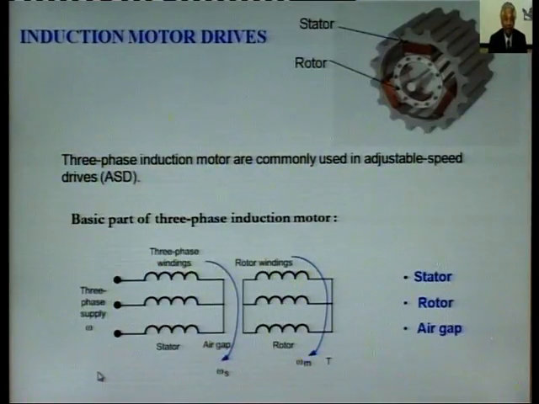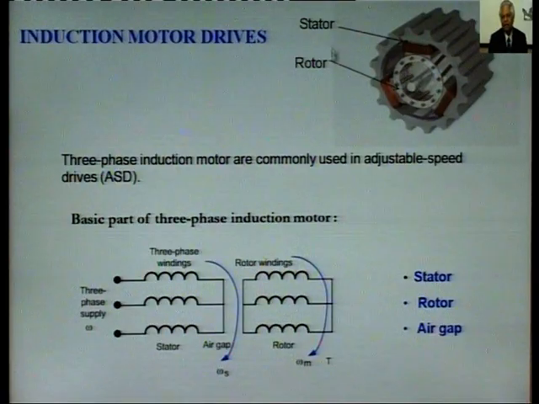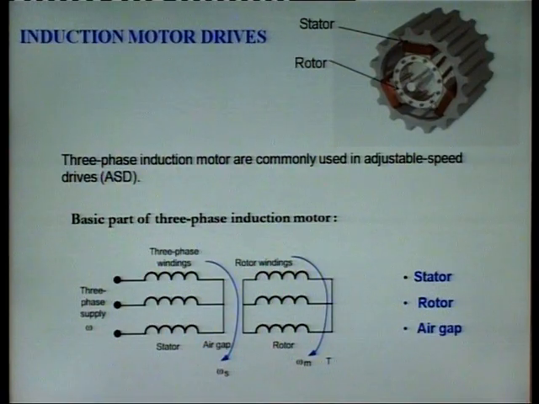Let us see induction motor drives. The 2 main basic parts are stator and rotor, as you all know. This one is rotating, so it is known as the rotor, and this one is static in nature, known as the stator. 3-phase induction motors are commonly used in adjustable speed drives, ASD as they call it. The basic part of a 3-phase induction motor is like this: the 3-phase windings, this is the stator side and this is the rotor side. When you give a 3-phase supply to the stator winding, as you all know, a rotating magnetic field takes place.